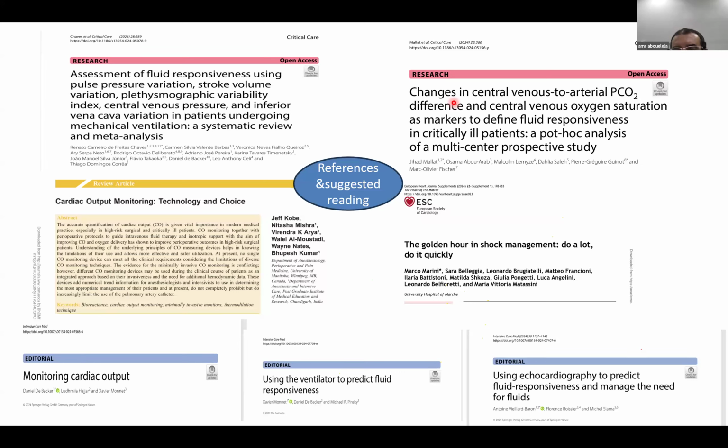You can rely on certain laboratory values like the central venous oxygen saturation and the CO2 gap, which is the difference between the arterial and venous system, to be an indicator again for the cardiac output or for the response to fluid challenge or the fluid responsiveness by simple laboratory values like this.